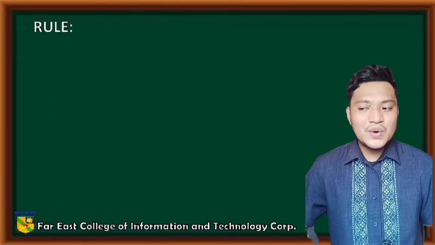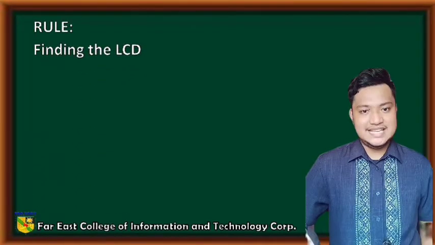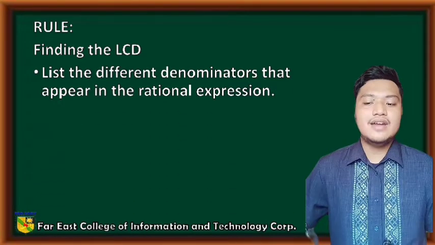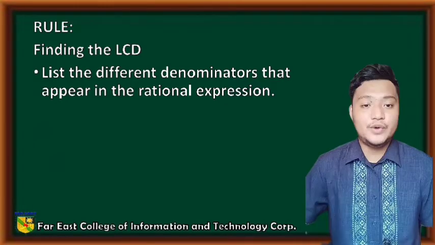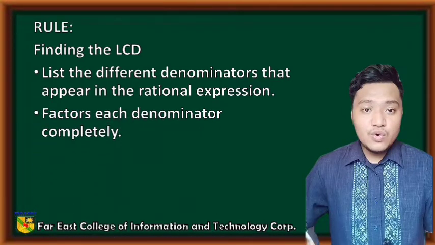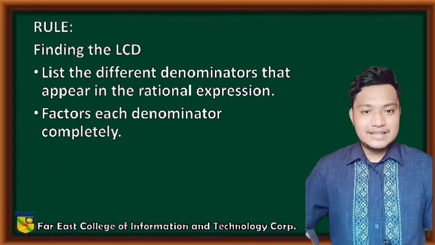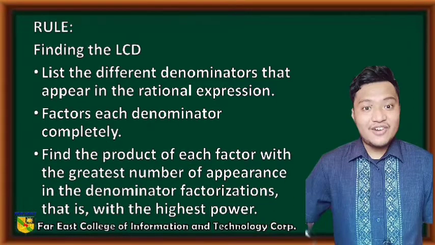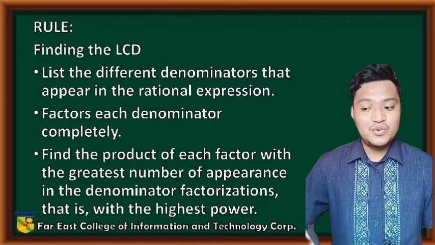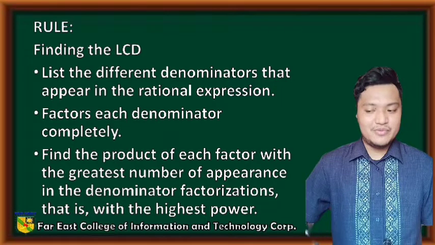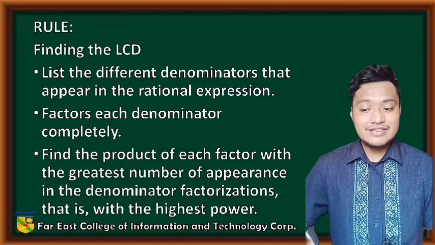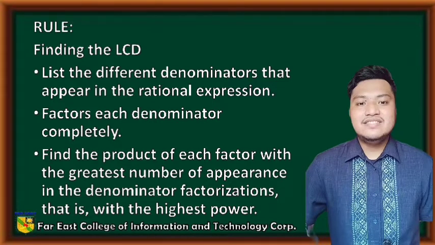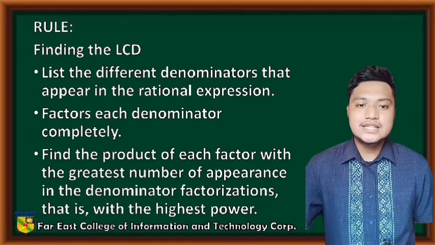Next rule is how to find the LCD. So we have here the step-by-step procedure. Number 1, list the different denominators that appear in the rational expression. Number 2, factor each denominator completely. Yung po sinabi ko po kanina. And lastly, find the product of each factor with the greatest number of appearances in the denominator factorization, and that is the highest power. So in the LCD, all you need to do is to factor.